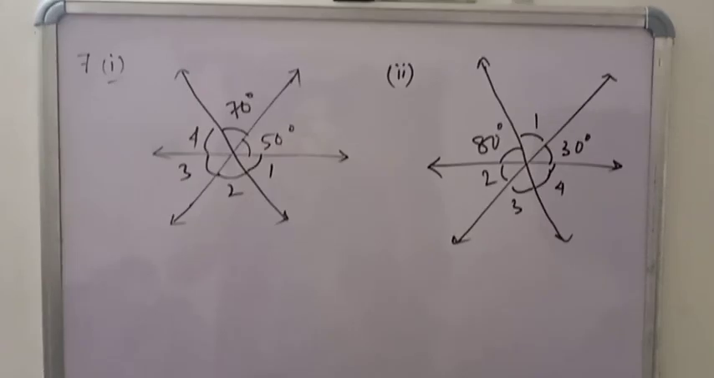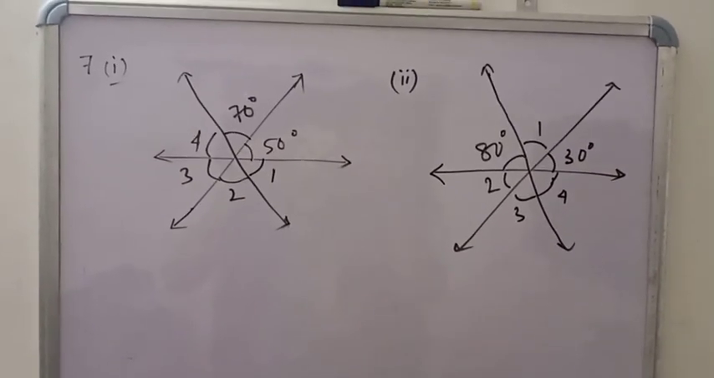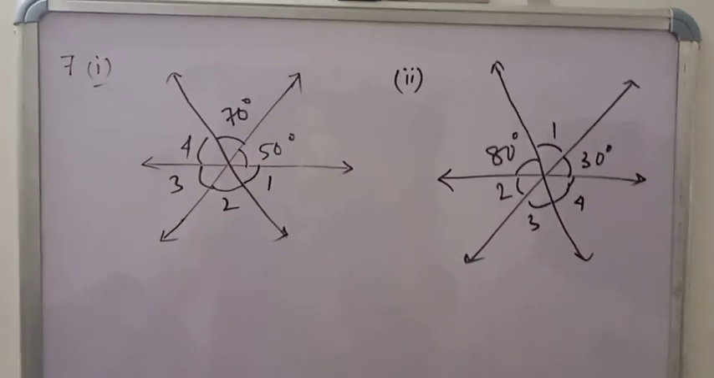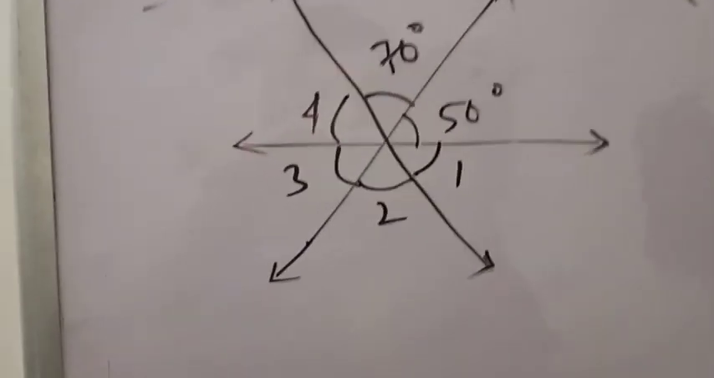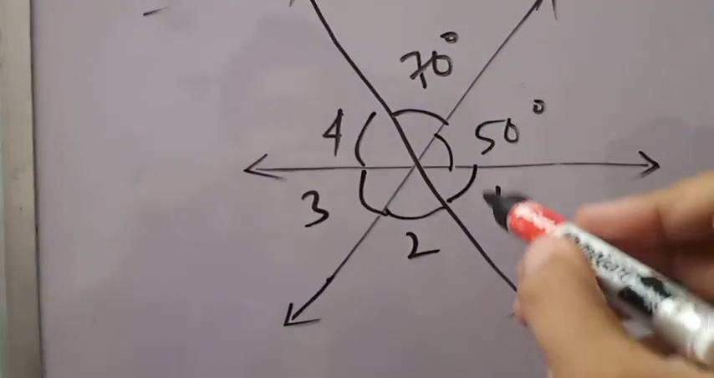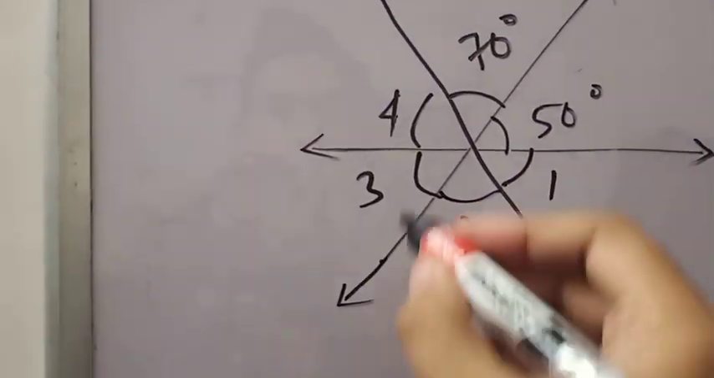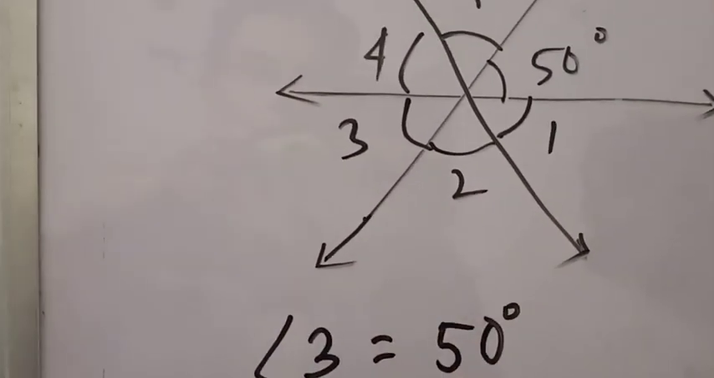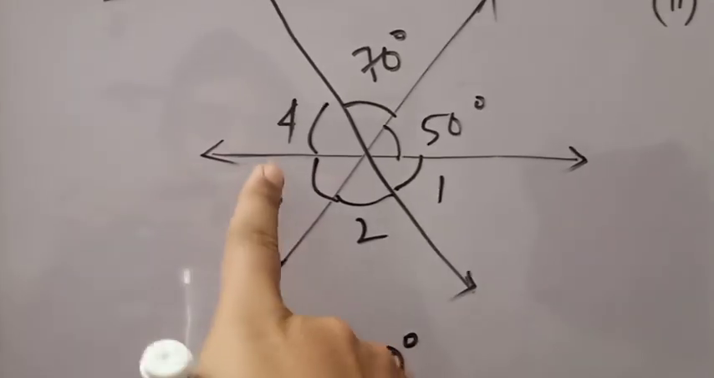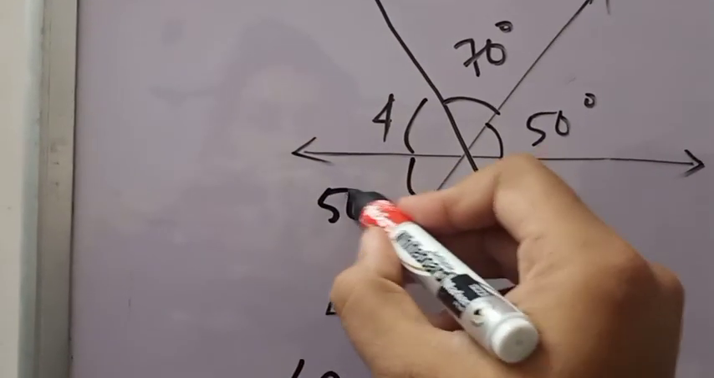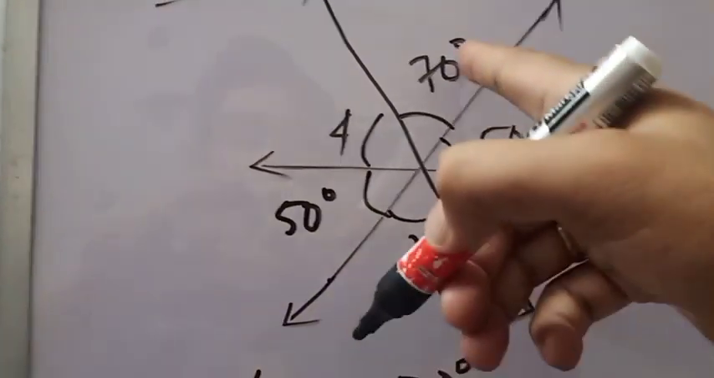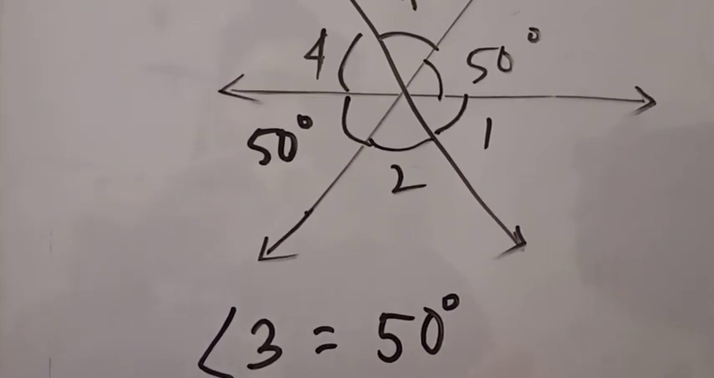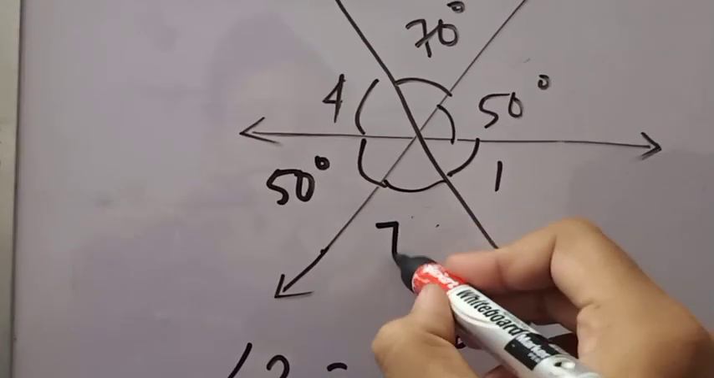Now see that in number 7, two figures are given. You have to find the angle labeled 1, 2, 3, 4. So here in number 1, see that 50 is given. 50 is vertically opposite to angle 3. That means angle 3 equals 50 degree. Similarly, angle 2 is opposite of 70. So angle 2 equals 70 degree.